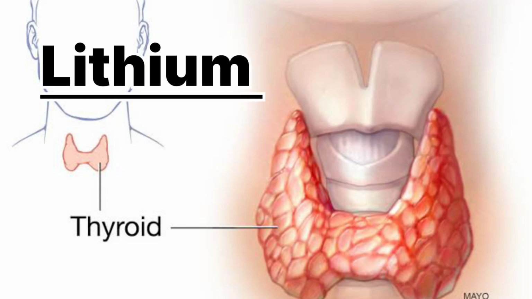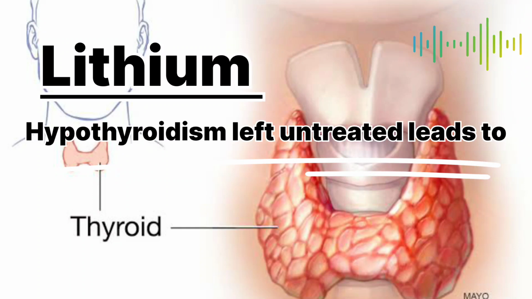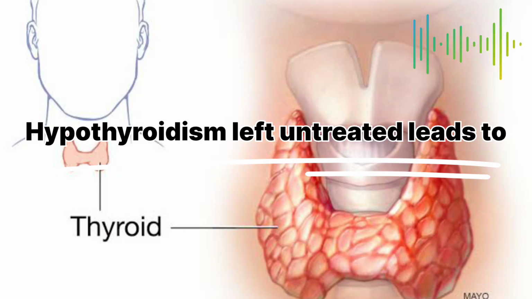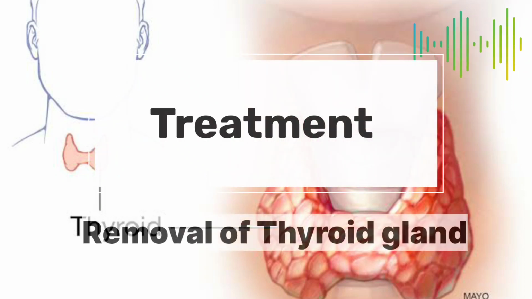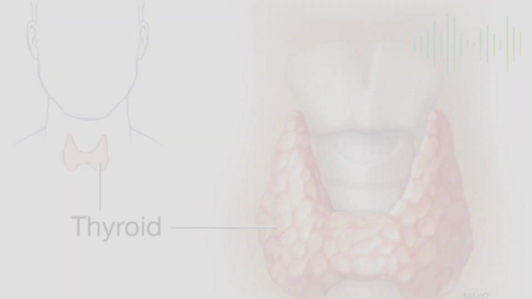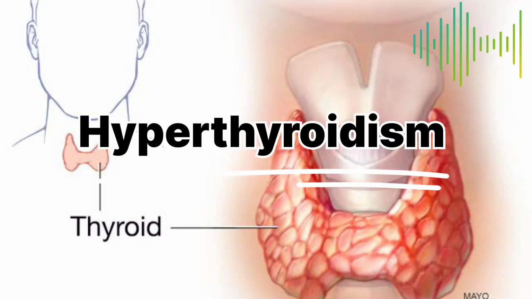This drug has also been linked to hypothyroidism. Left untreated for long periods, hypothyroidism can bring on a myxedema coma, a rare but potentially fatal condition that requires immediate hormone injections. The treatment for hyperthyroidism is removal of the thyroid gland. The thyroid gland may be surgically removed or chemically destroyed as a treatment of hyperthyroidism.